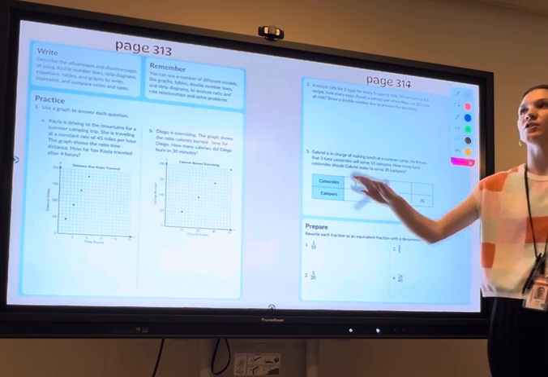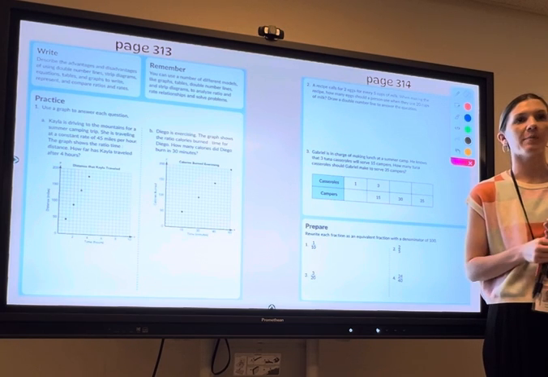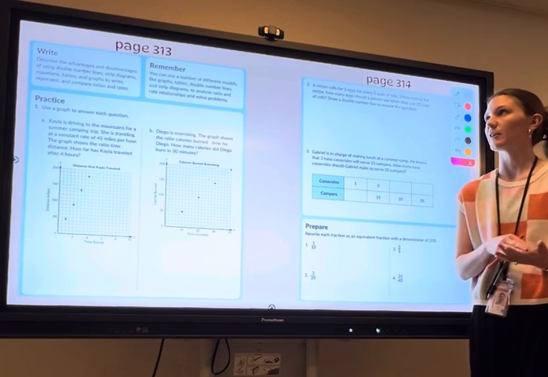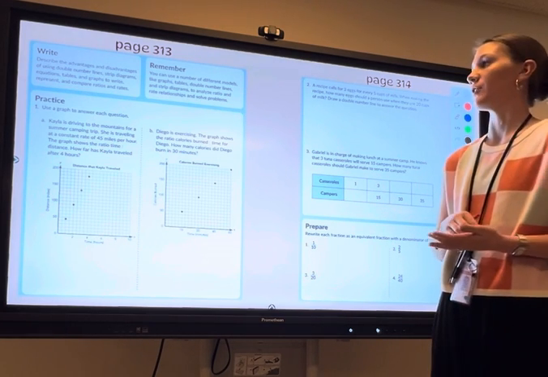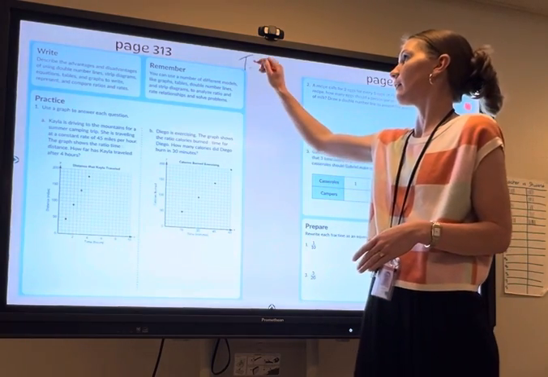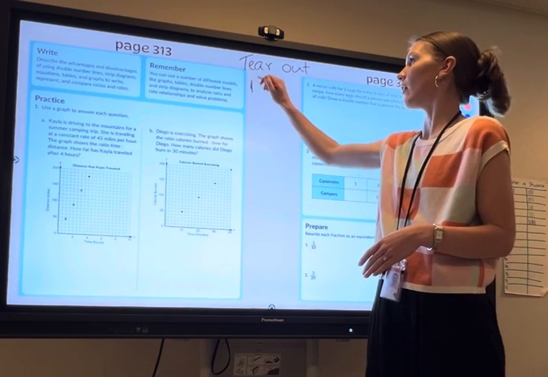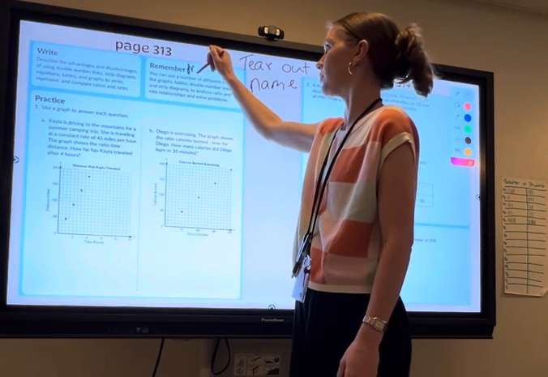Okay, on page 313 and 314, this is your assignment for this topic. It will be due at the end of this class period, okay? You need to turn it in before you leave today. On page 313 and 314, it is a front and back. You are going to tear it out. Tear it out and write your name somewhere on the top, okay?